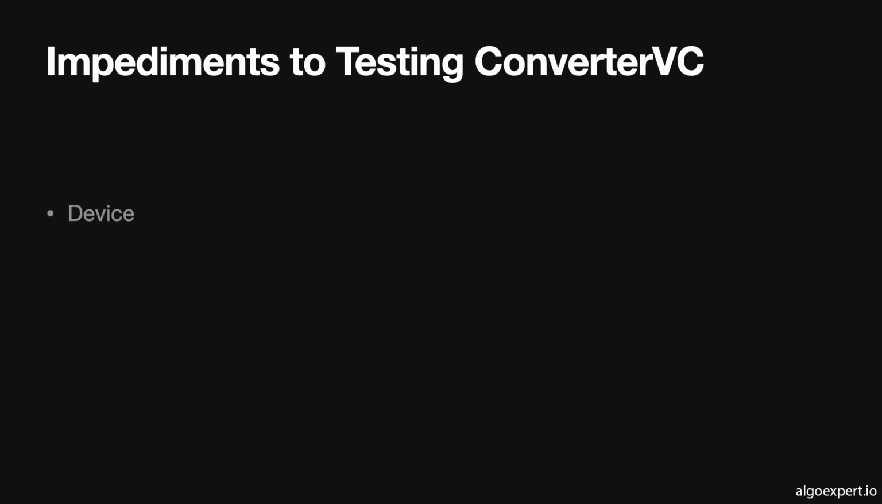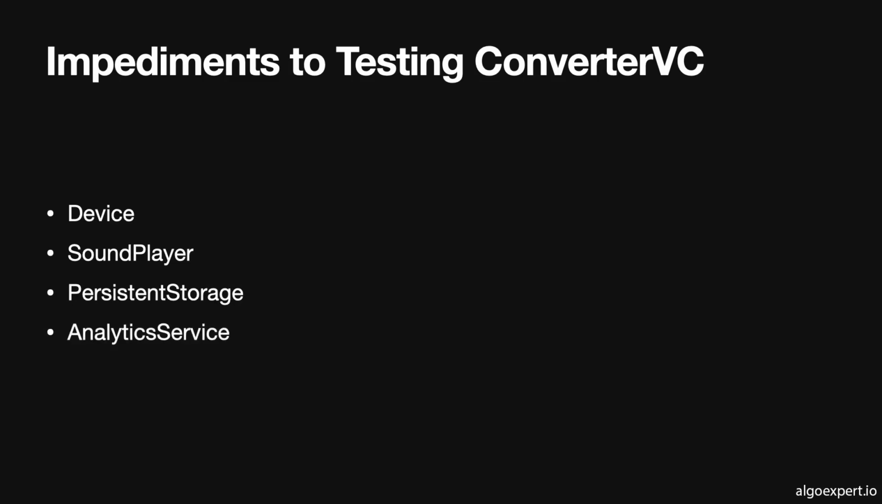review. Device gets the name of the user's device and puts it in a user-facing message. Sound player plays a chime or sad trombone MP3 sound. Persistent storage saves results on and retrieves them from the device's file system. Analytics service sends analytics events to an imaginary analytics service when certain events take place in the app. Weather requester uses URL session to get the current weather conditions in Rome.